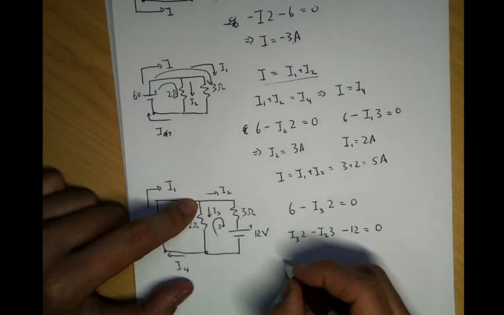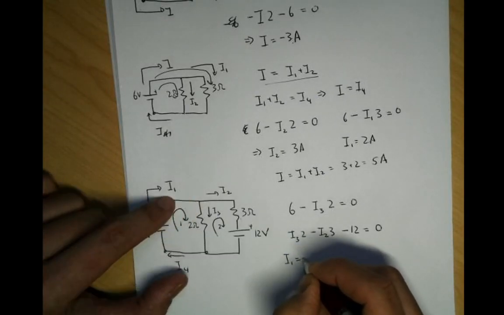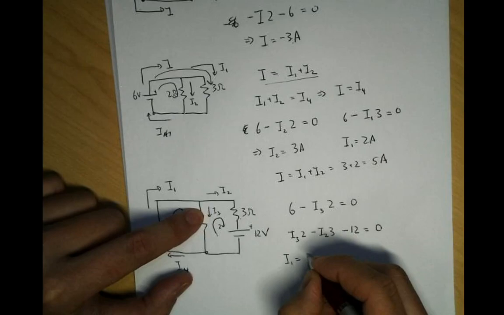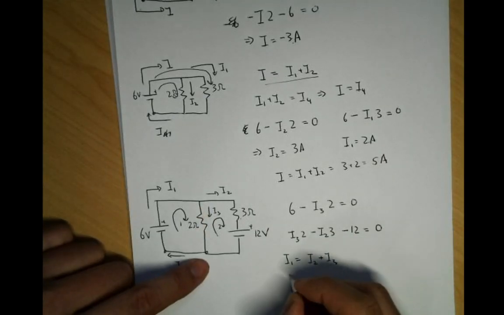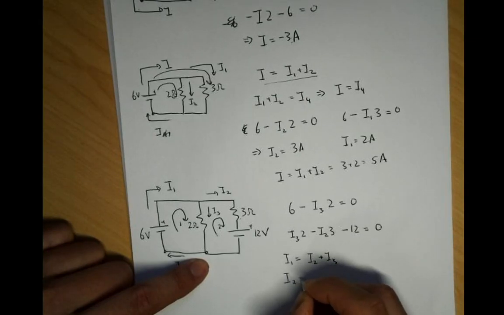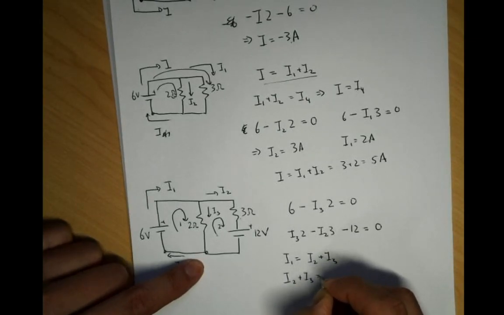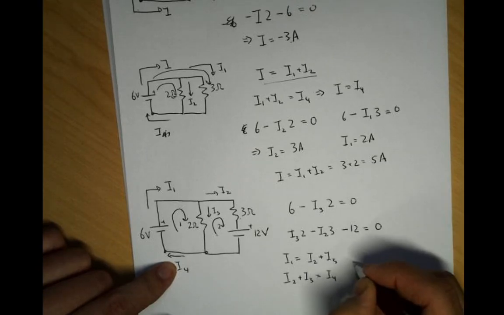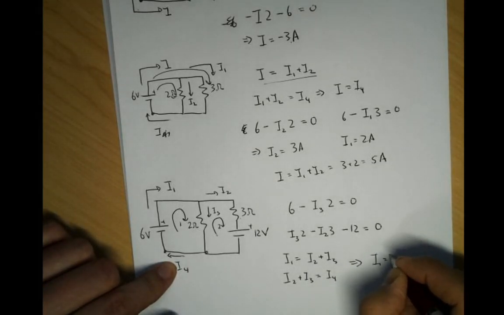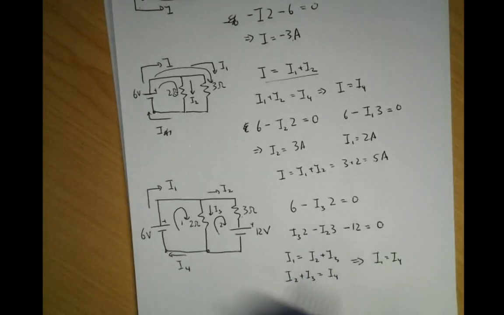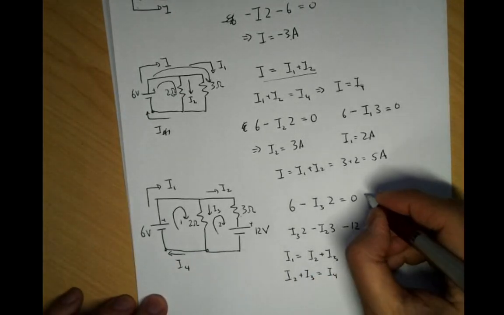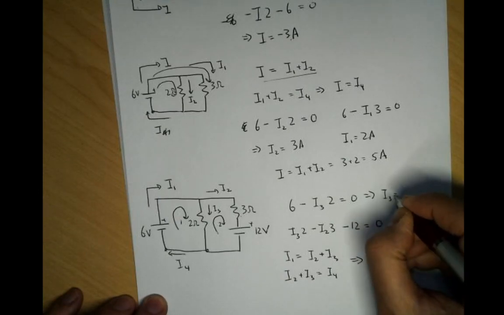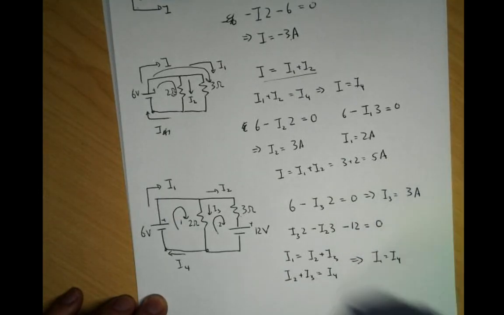Now let's look at the different points here. I1 is equal to, in equals out, I2 plus I3. And then let's look at this point here. What comes in? I2 plus I3 is equal to what comes out, I4. And so this gives you I1 equals I4. Right, first thing. All right, so let's go solve the rest of it. This means that I3 is equal to 3 amps.